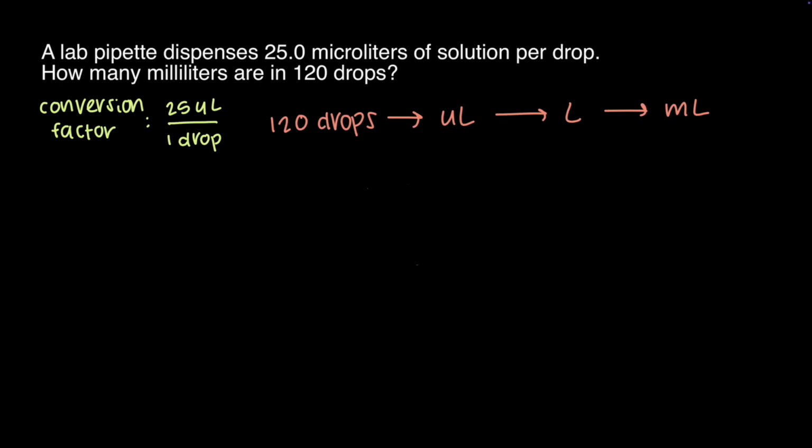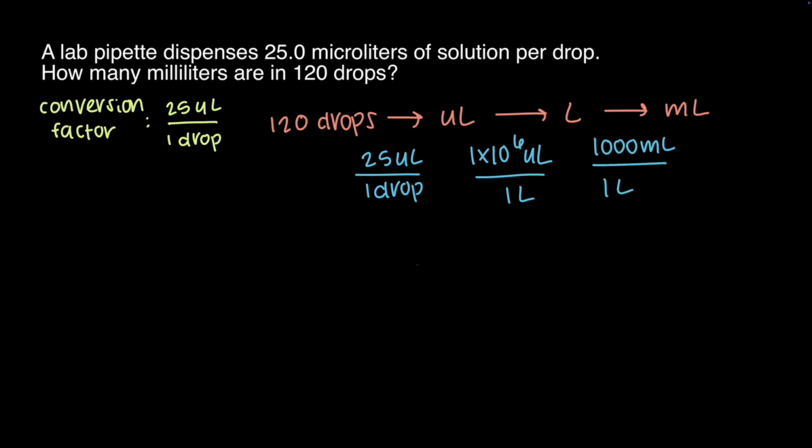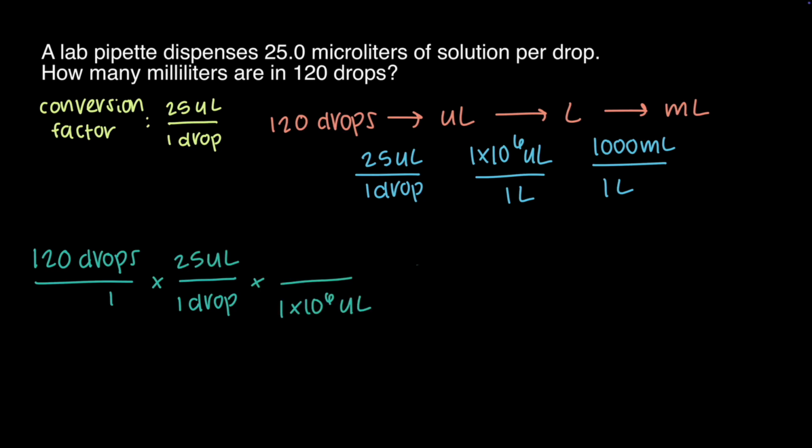The conversion factors are 25 microliters for every 1 drop, 1 times 10 to the 6 microliters for 1 liter, and 1,000 milliliters for 1 liter. We write 120 drops over 1. In the next fraction, 1 drop will be on the bottom and 25 microliters on the top. In the next fraction, 1 times 10 to the 6 microliters will be on the bottom and 1 liter on the top. In the next fraction, 1 liter will be on the bottom and 1,000 milliliters on the top.